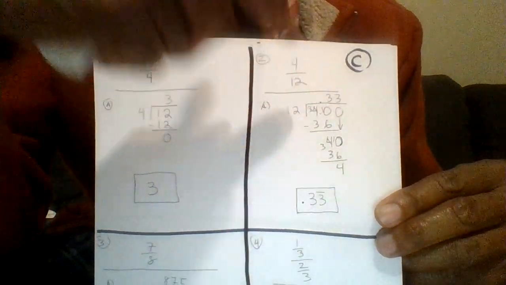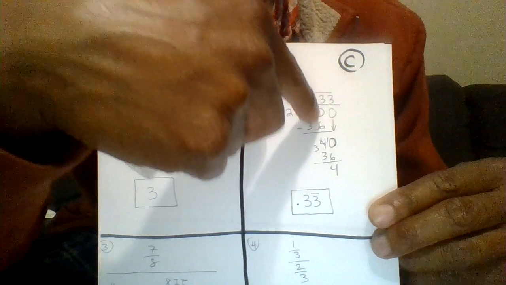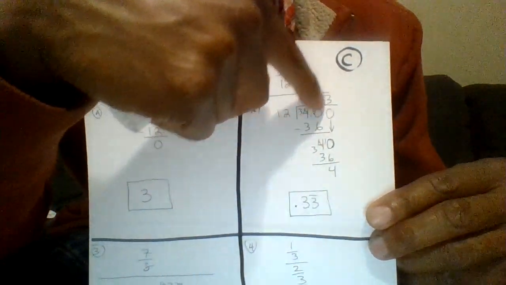So now I ask myself, how many sets of 12 are there in 40? Well, there are 3, as you can see in the answer. 3 sets of 12 gives me 36. If I find the difference of 40 and 36, I'm going to get 4 here. I'm going to add another 0, because remember I have no other placeholders there, so I add another 0 right there. Once again, I'm at 40. How many sets? We already know, 3.